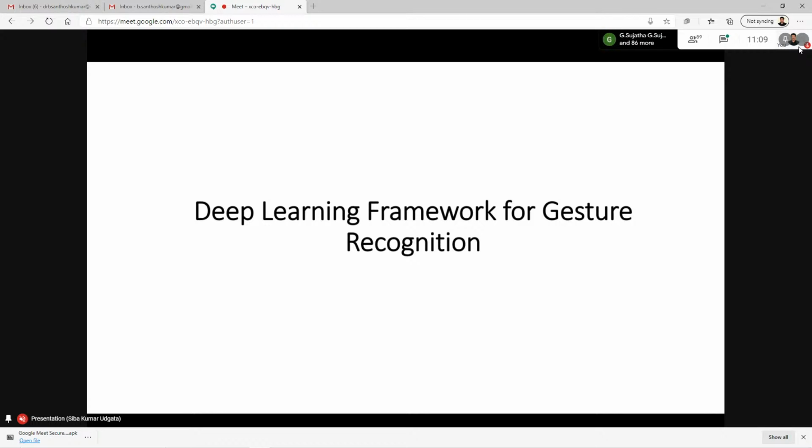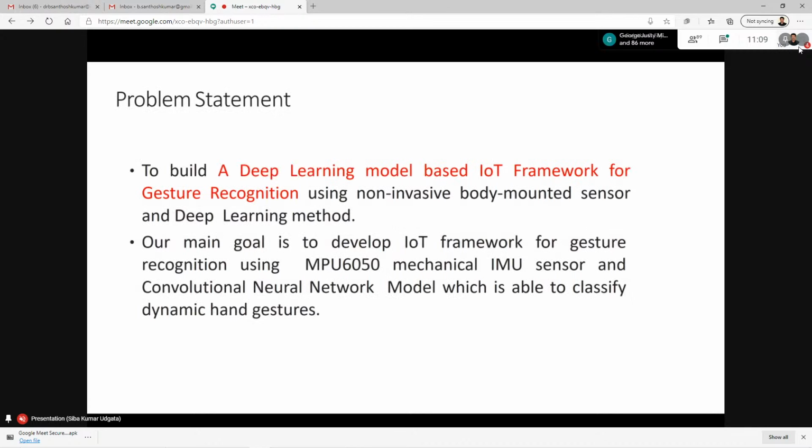So we will try to see how we determine gestures by using a deep learning framework. This is the problem statement: building a deep learning model for an IoT framework for gesture recognition using non-invasive body-mounted sensors. There is a video also here. You have a device on your hand, and when you move your hand, the device should be able to find out what you are going to say, what command you are giving, and based on that command, it will take out something.